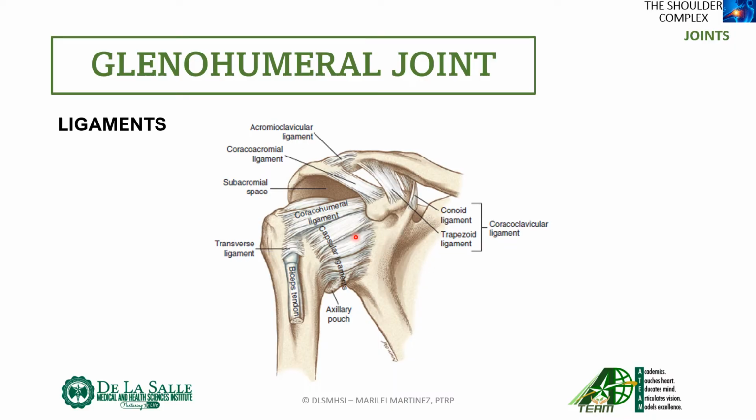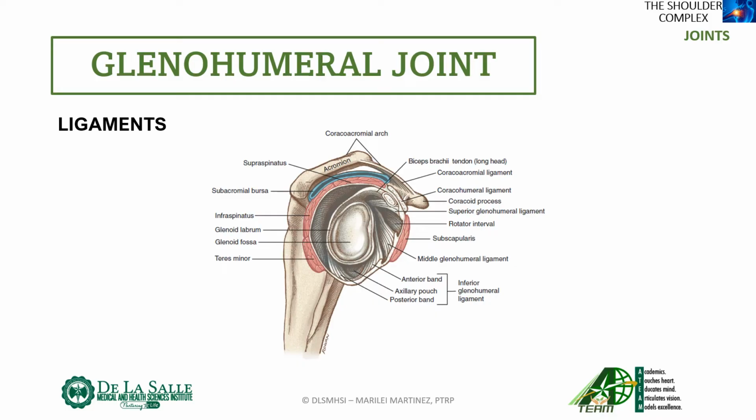Next, we have your inferior glenohumeral ligament. Your inferior glenohumeral ligament actually has subcategories. So we have the anterior band, the posterior band, and the axillary pouch. Again, we have the anterior band, posterior band, and axillary pouch. For better discussion of the components of the inferior glenohumeral ligament, let's use this illustration.